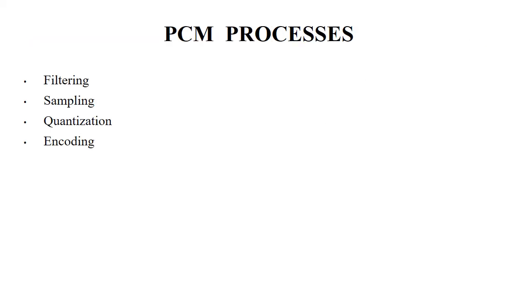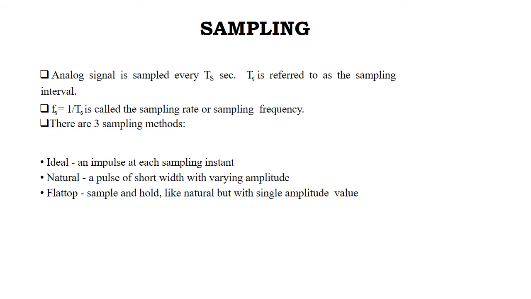Next we are going to see the PCM process. The first one is the filtering process, the second is sampling, the third is quantization, and the fourth is encoding. First we are going to see the sampling process. Here the analog signal is sampled every Ts seconds, and Ts is referred to as the sampling interval. So Fs is equal to 1 by Ts, and it is called the sampling rate or sampling frequency. There are 3 sampling methods: ideal sampling, natural sampling and flat top sampling.